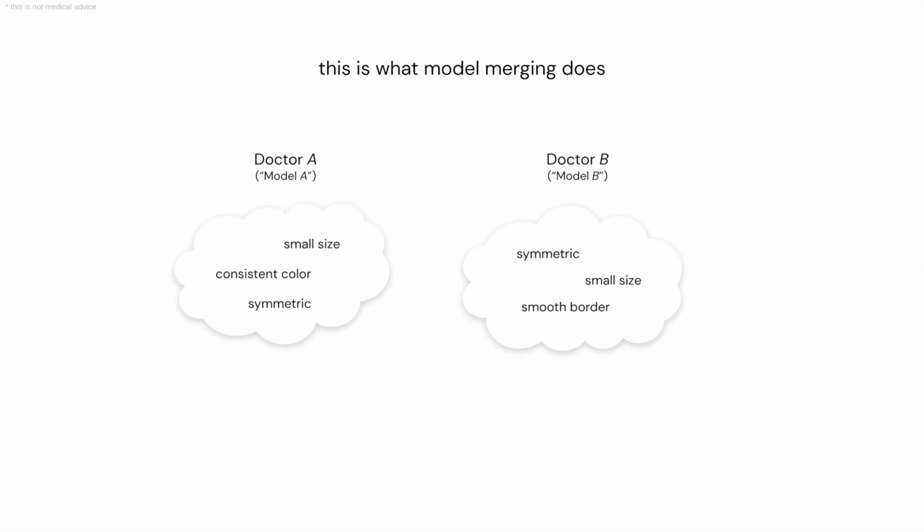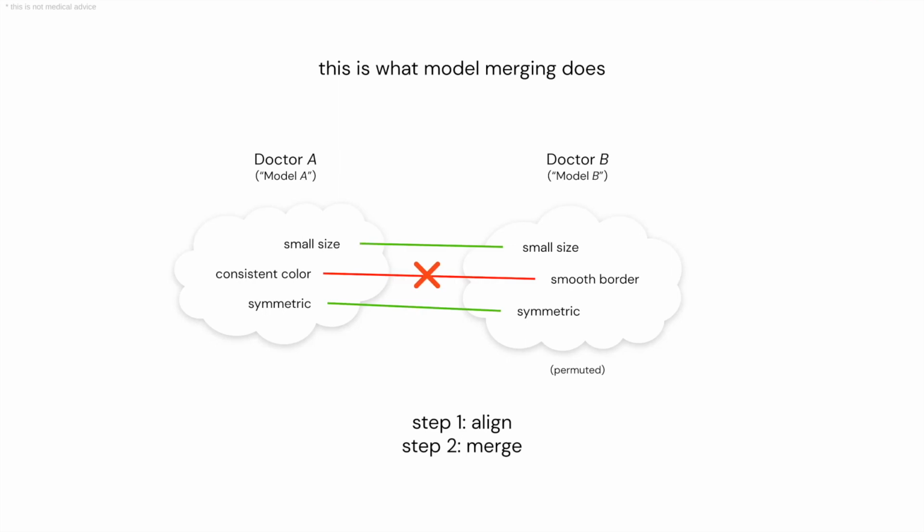So you have Dr. A and Dr. B, and they have their internal representations of the world. Those could, for example, be kernels that a CNN learned. What you do for model merging is first you align them. For example, small size might correlate with each other and symmetric as well. And then you merge them. But as you can see, some features you can merge and some you can't.